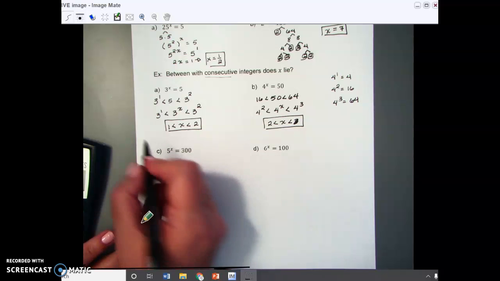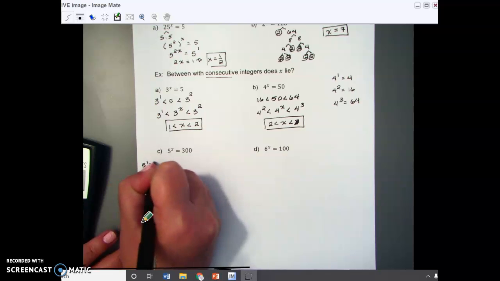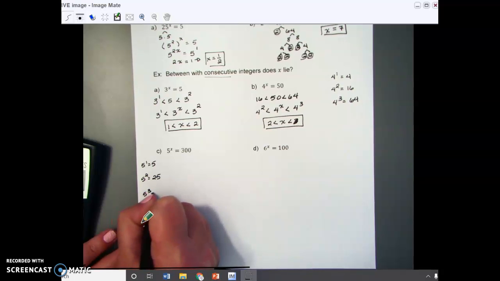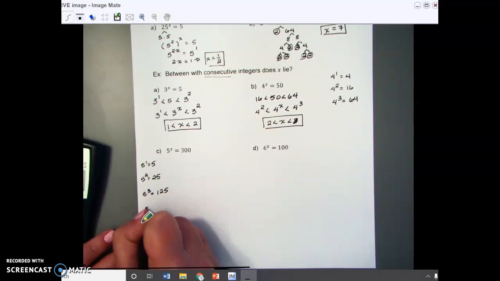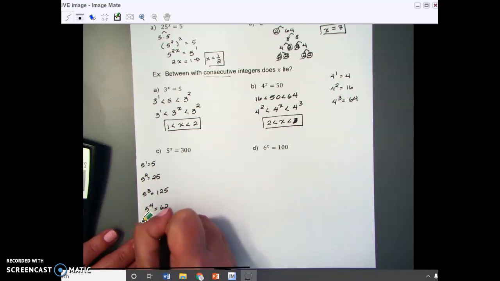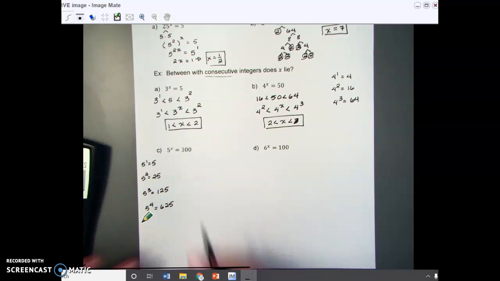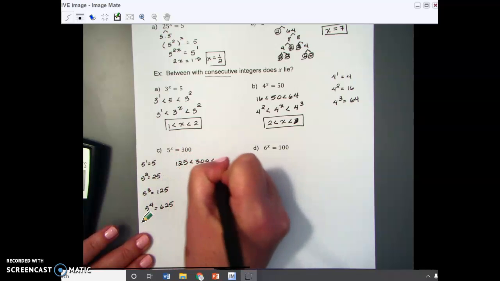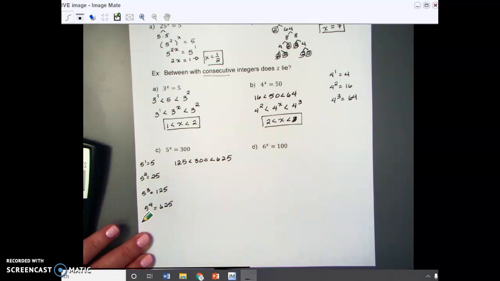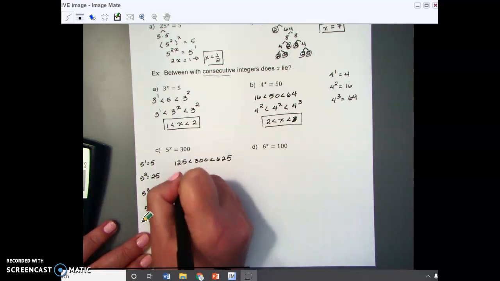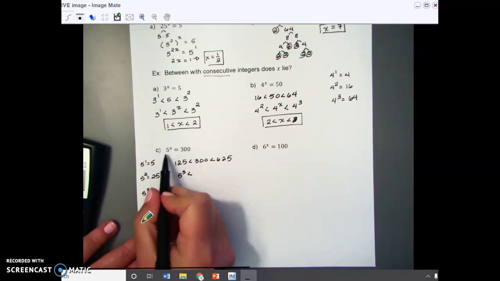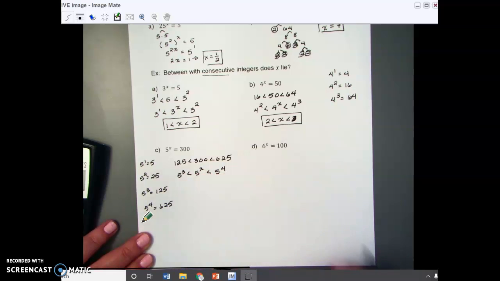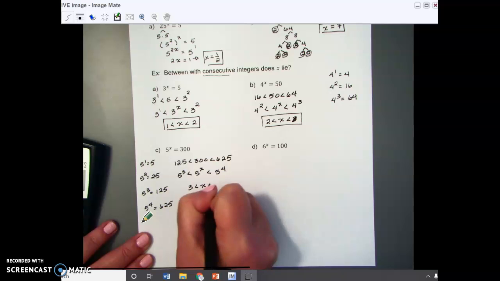So taking a look at C, we get that 5 to the first is 5, 5 to the second is 25, 5 to the third is going to be 125, and 5 to the fourth, I believe, is 625. So that means that 125 is less than 300 is less than 625. So if I put that in terms of 5, that means 5 to the third is less than 5 to what power is less than 5 to the fourth, which means that 3 is less than x is less than 4.